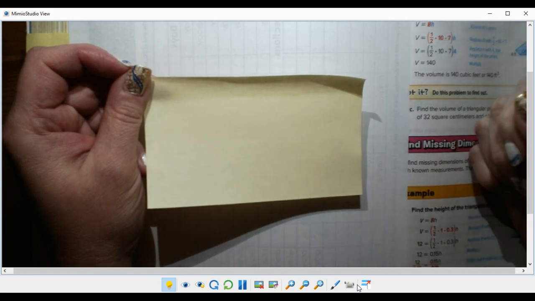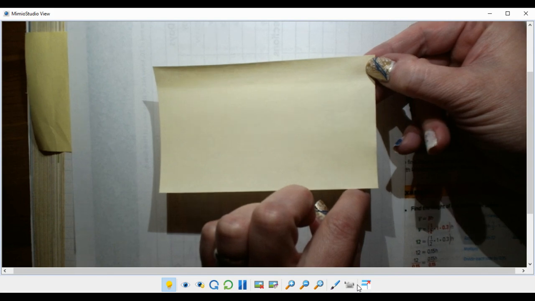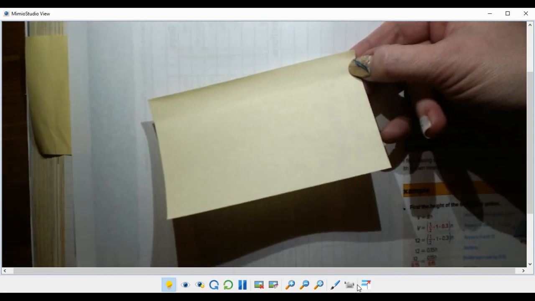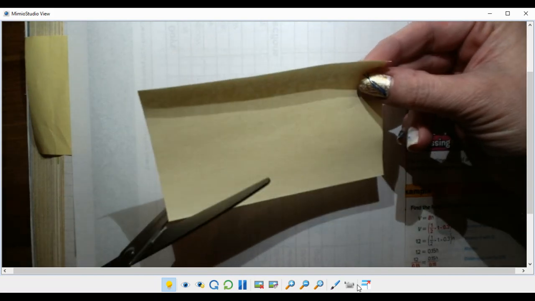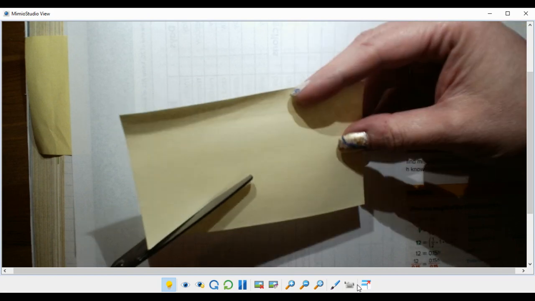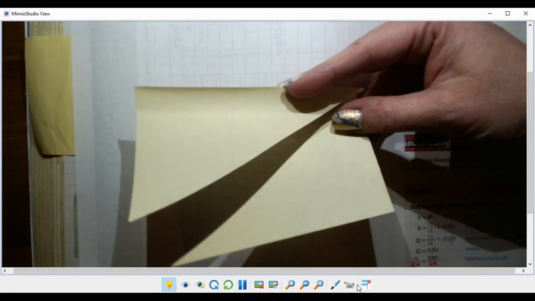So if I wanted to find the area of this rectangle, I would do length times width. Now, if you remember when I cut it in half and made a triangle, that would be 1/2 times length times width, or sometimes we change it and call it 1/2 times base times height, because I literally cut it in half, right?